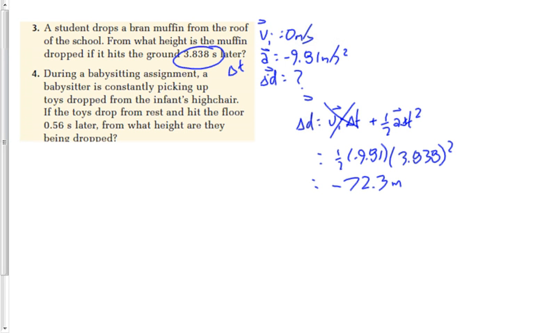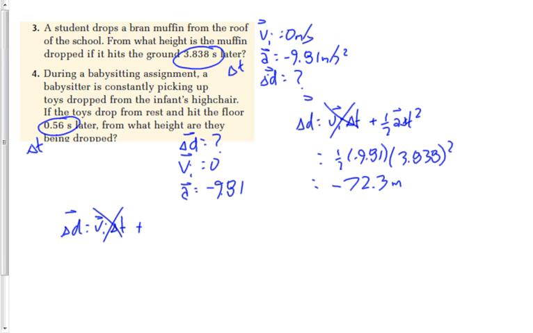The toys drop from rest and hit the floor 0.56 seconds later. From what height are they being dropped? Let's hope that this one's not 72.3 meters. Let's hope it's a little bit smaller than that. Here's our time. Once again, we're looking for displacement in this question. VI, same things, right? VI is 0, and A is negative 9.81. I think we're going to do the exact same thing here, aren't we? D is equal to VIT, which disappears because VI is 0, plus 1/2 AT squared. So it's 1/2 of negative 9.81 times 0.56 squared.